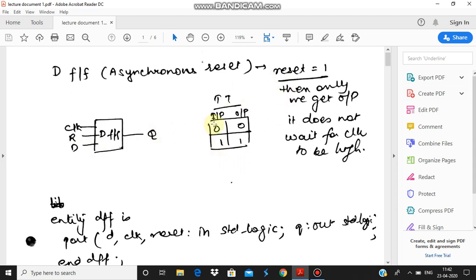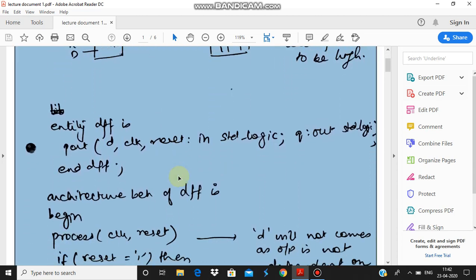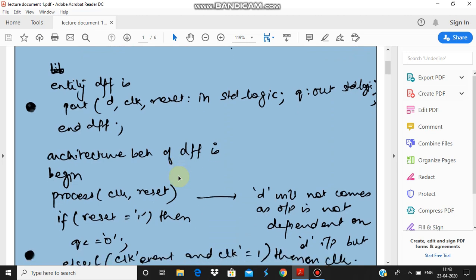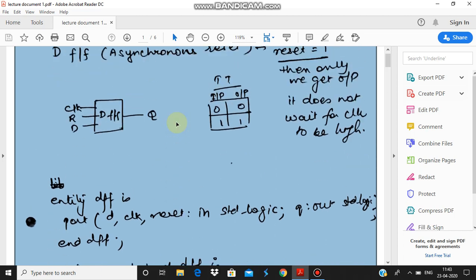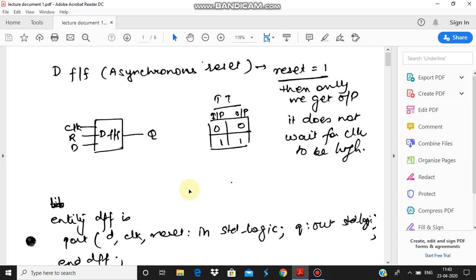This is your truth table where the input is the D and Q is your output. Whenever D is 0, the output is 0. Whenever D is 1, the output is 1. If I want to write the VHDL code for this asynchronous D flip-flop, the entity is D flip-flop, and the port has D, clock and reset as my input and Q as my output. Now mind it, when you write behavior coding, the Q is no longer an in-out pin. It is an output pin only.